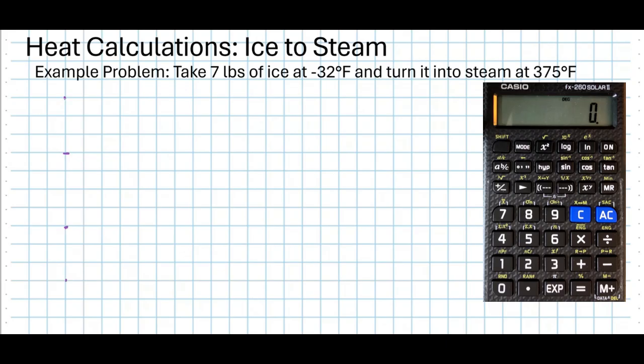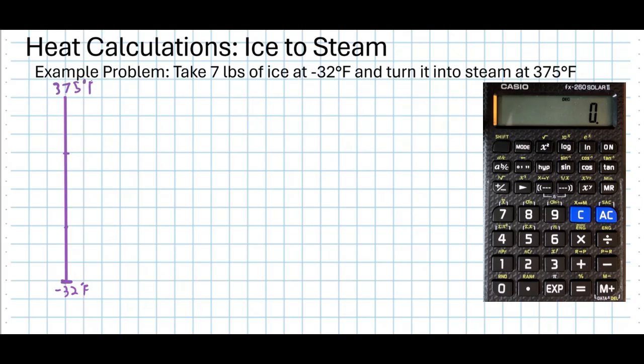So to set up this problem, we need to draw our scale. I'm going to draw this vertically. I'm going to draw a straight line up and down. And now I'm going to mark the bottom of my scale as our starting point. So we're starting at negative 32 degrees Fahrenheit. Our endpoint is the 375 degrees Fahrenheit.